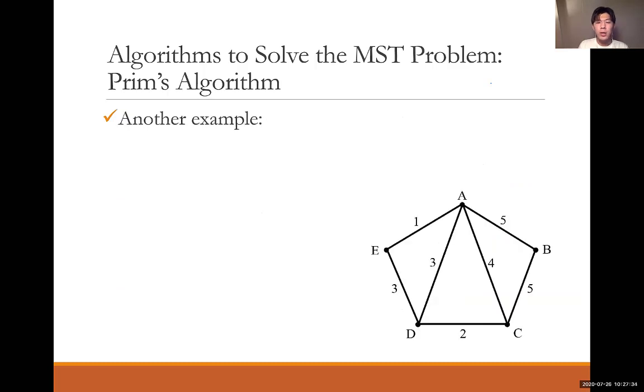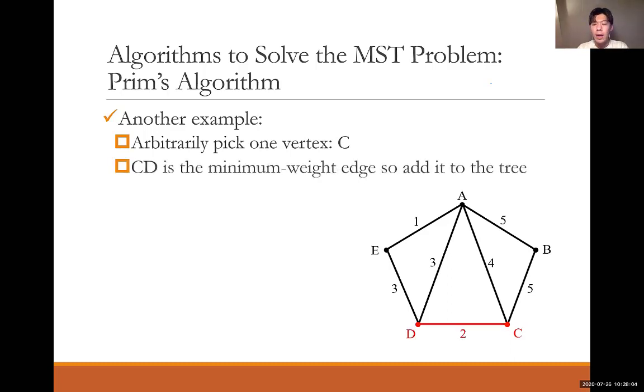We can also think about some other examples. This is a pentagon. The reason why I picked this example is that some of the edges in this graph have the same weight. There are two edges weighing 3 and two edges weighing 5. Again, we arbitrarily pick one vertex, let's say C, and then we will pick the minimum weighing edge, which is CD in this example, and then D is also included in our tree.